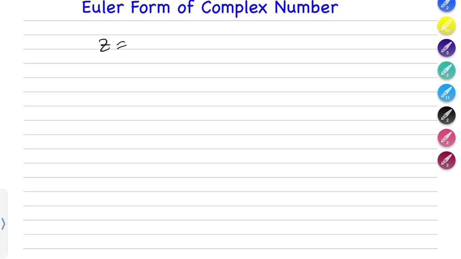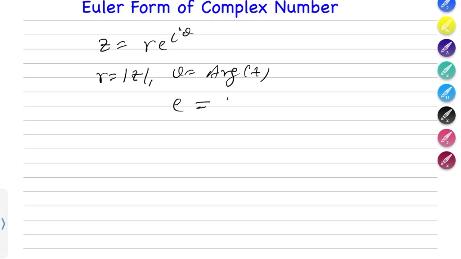So z is equal to, let's say, r e to the power i theta. This is the Euler form of the complex number. Here r is the modulus of the complex number and theta is the argument of the complex number. Here e is called the Euler number, having an approximate value of 2.71. Just like pi has an approximate value 3.14, in the same way the Euler number e has an approximate value 2.71. This is an irrational number, just like pi is an irrational number.